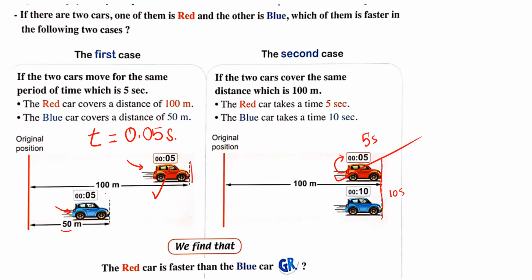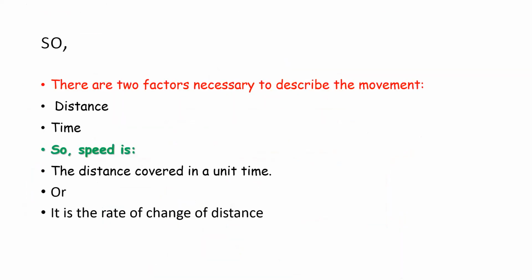Why? Malak, tell me, give reason. The red car is faster than the blue car in this case. Less time, same distance. Yes, because they covered the same distance but with less time. It took shorter time. Very good.